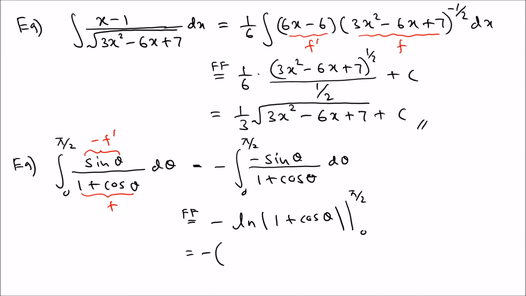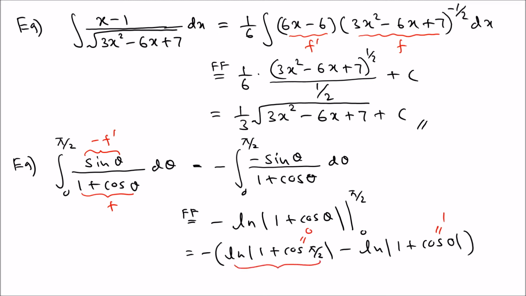So negative, let's evaluate. If you put pi over 2, ln of 1 plus cosine pi over 2, which is 0, minus ln of 1 plus cosine 0, which is 1. So this is equal to 1, this is equal to 2, and we know that ln 1 is 0, so that term is gone. So you only get ln 2 with the negative sign. This simply becomes ln 2. We don't need the absolute sign because 2 is positive. So that's how we do it quickly using the four formula trick, and you can see that it's much faster if you remember the four formula trick.